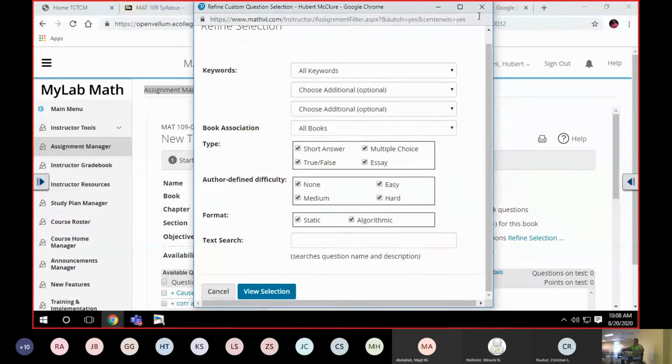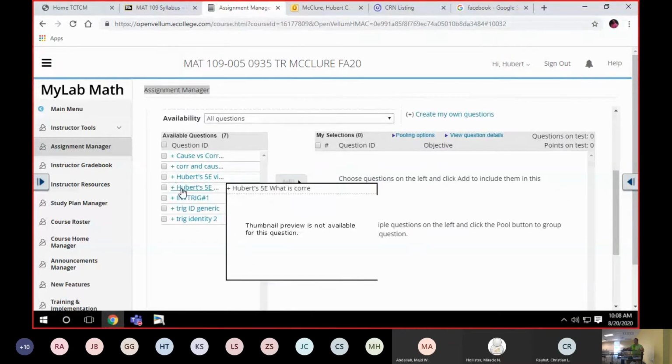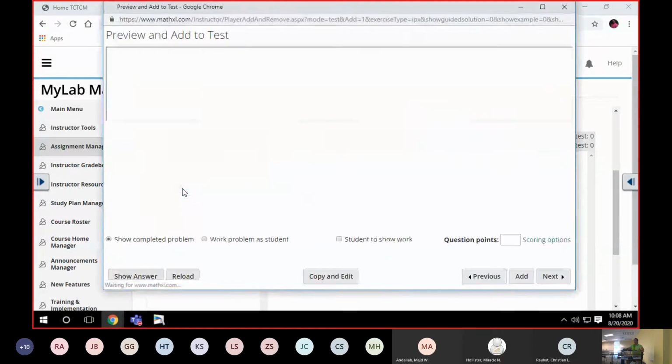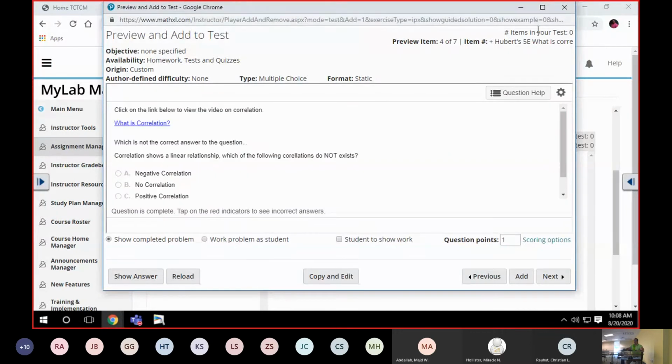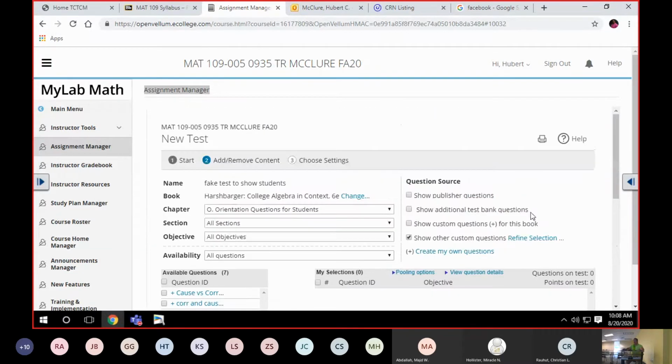Wow. I'm going to have to make up all new questions. Well, that sucks. Okay, I'm finding this out for the first time. I didn't know. Huh. Show publisher's question.